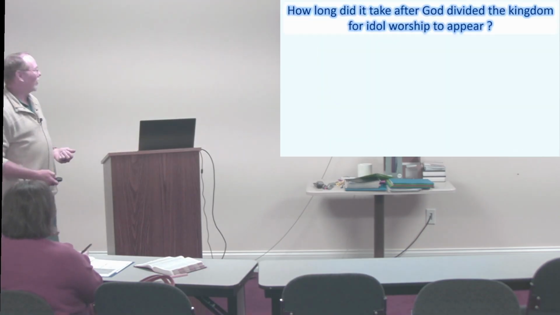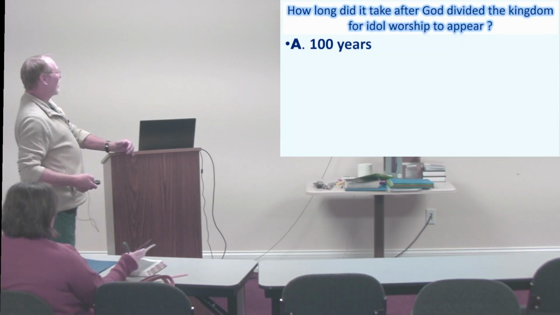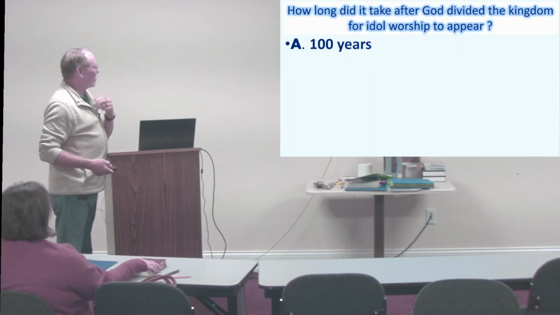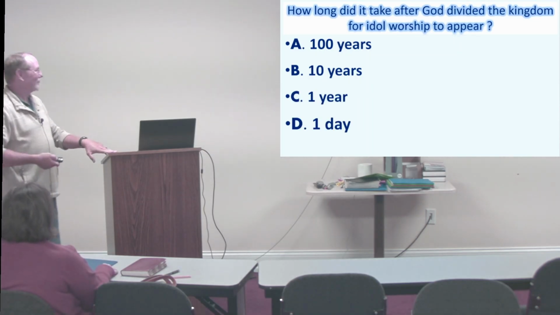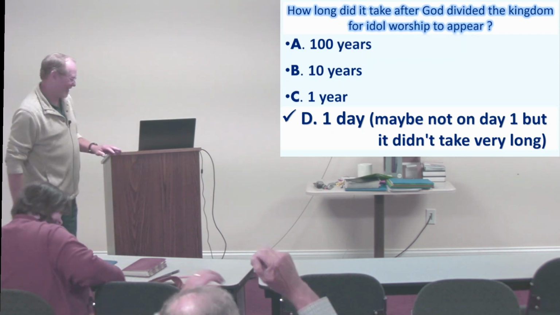Okay, I guess one last question. See if you get this. How long did it take after God divided the kingdom for idol worship to appear? 100 years, 10 years, 1 year, 1 day? Maybe not 1 day, but it did take 400.